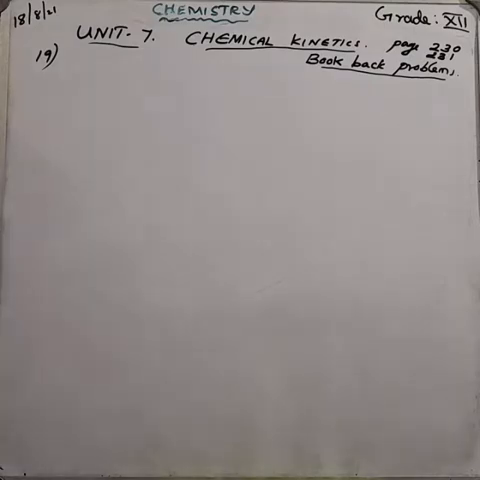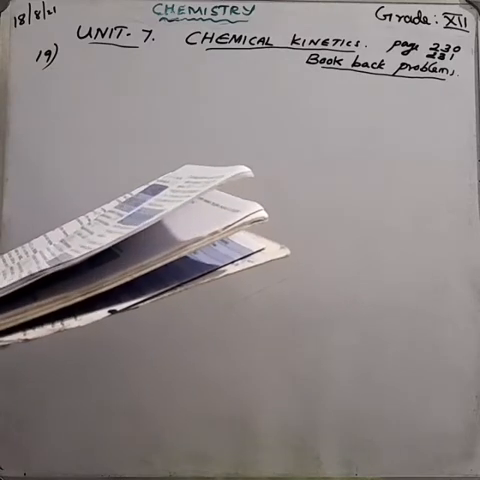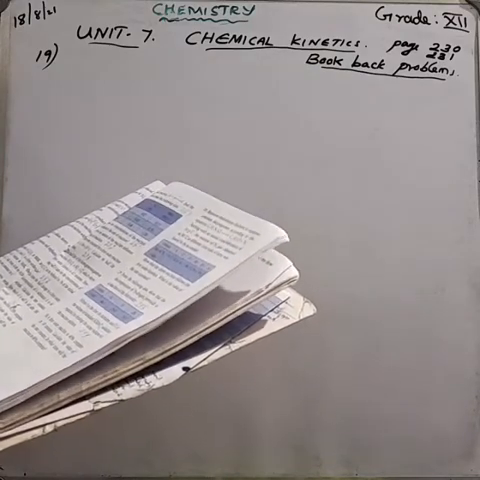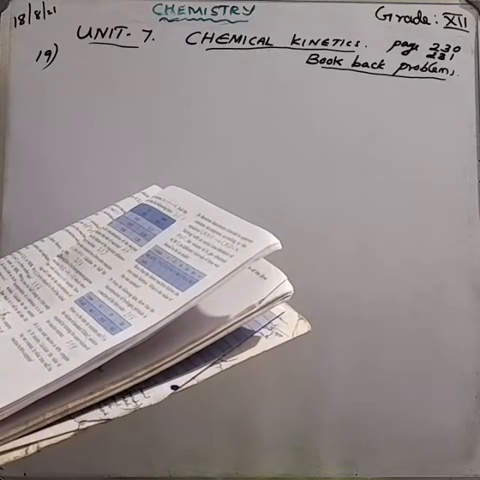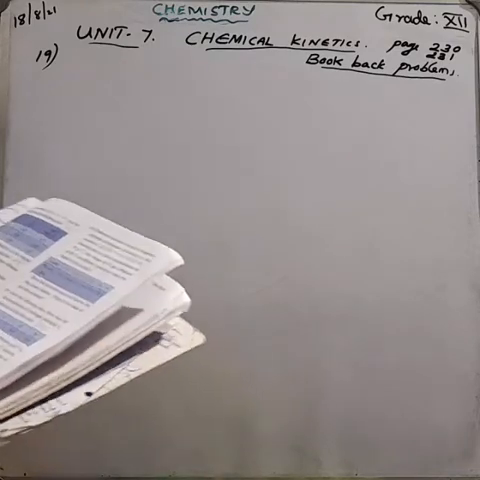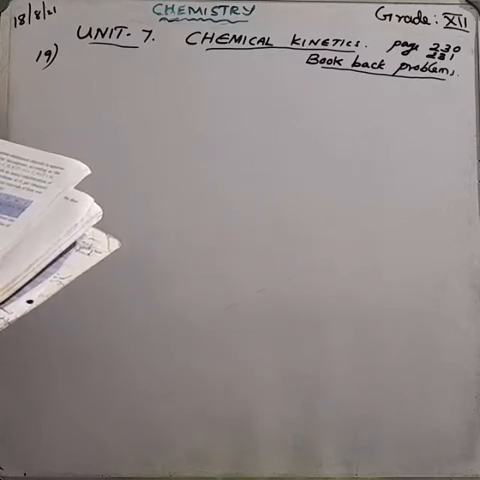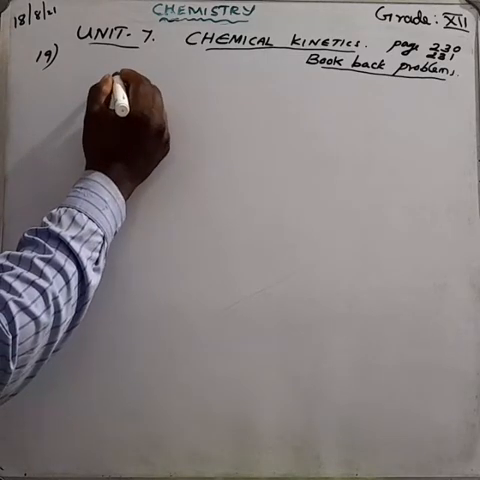Problem number 19. A gas phase reaction has energy of activation 200 kilojoules mole inverse. If the frequency factor of the reaction is 1.6 into 10 raised to 13 second inverse, calculate the rate constant at 600 Kelvin. You all know the formula; we already discussed that formula.